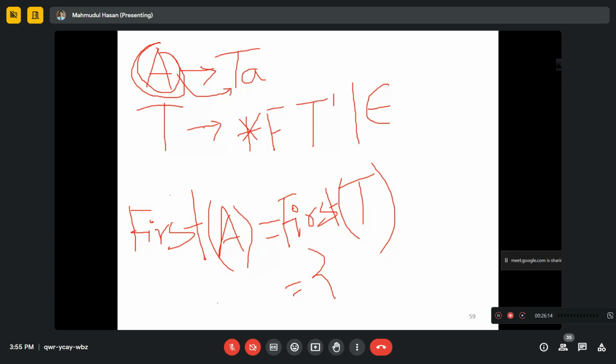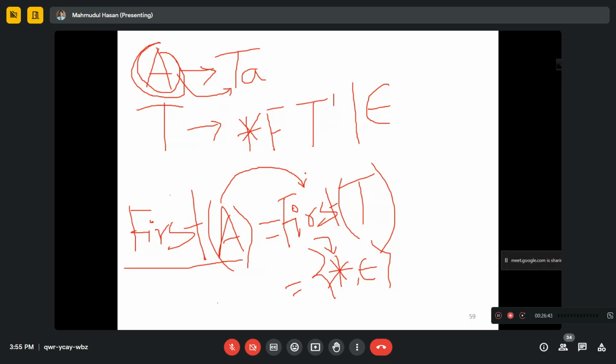And what is the first of T? Asterisk and epsilon. Yes, sir. So you get the first of T directly. You can determine the first of T directly, but if you think about the first of A, you need to take help from the first of T.